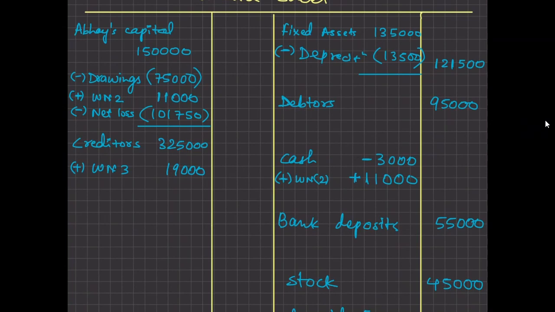So there is a negative capital, a negative figure of 15,750. And why is it negative? Because there is a huge loss more than the capital amount. Okay, so that is why it is coming to be a negative figure.